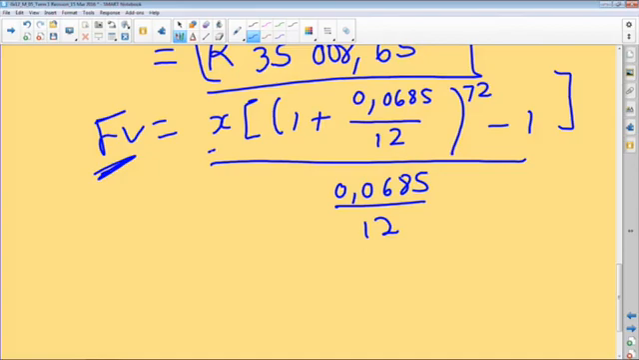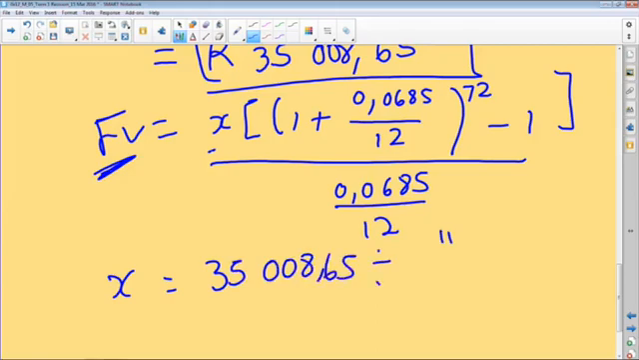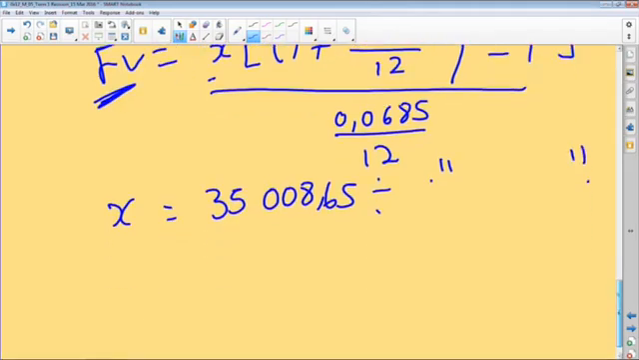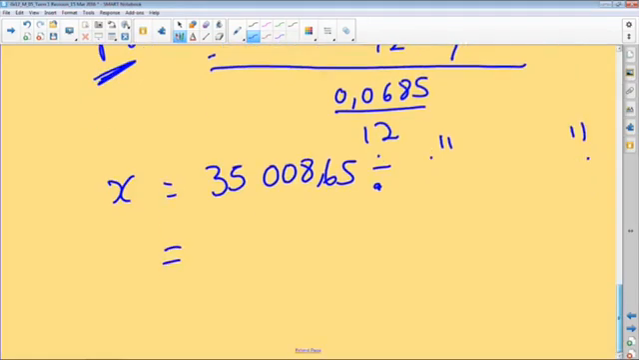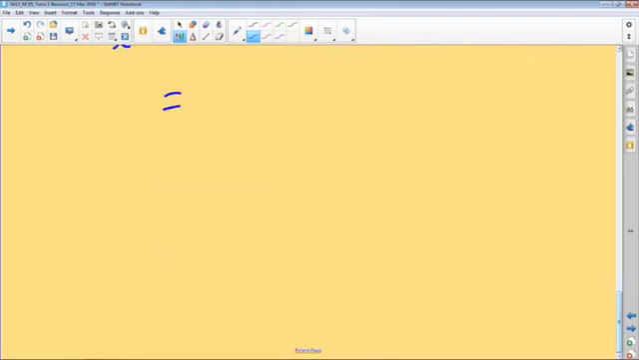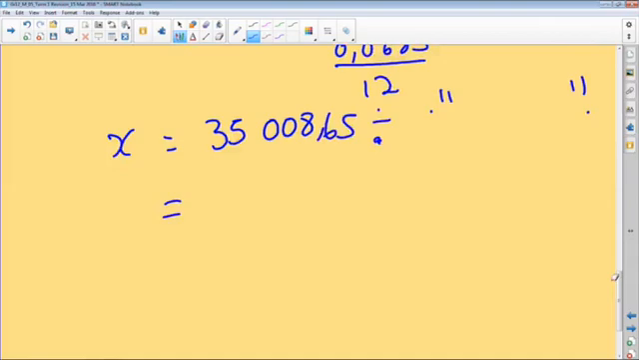So X, our payment, is going to be the future value, which is 35,008 Rand and 65 cents, divided by this entire expression, which I'm not going to rewrite. I will just represent it with those italics. Okay, so we now need to work out what is the value of those payments, and we need to then put that into our calculator. All right. Okay, let me just write down the steps for you because I can see that we are going to run out of time and I want you to be able to work this out on your own.